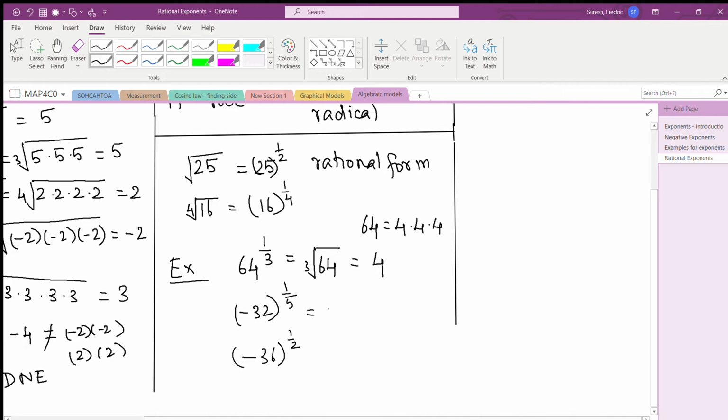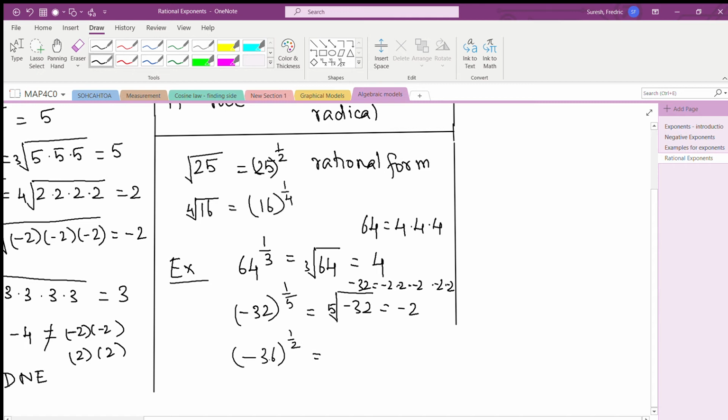In the same way here, you can do the fifth root of negative 32, and your answer will be negative 2. Why is that true? Because negative 32 is negative 2, negative 2, negative 2, negative 2, negative 2. You're multiplying it 5 times over.